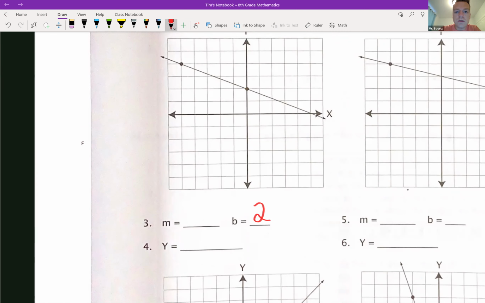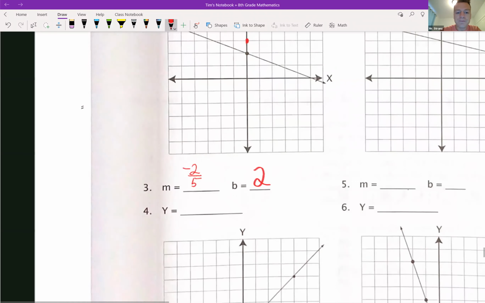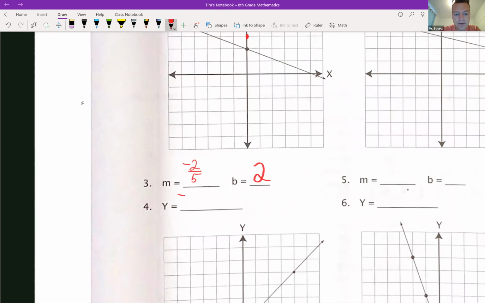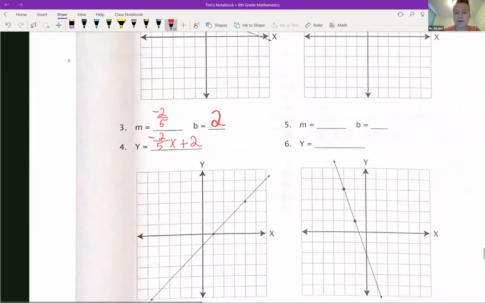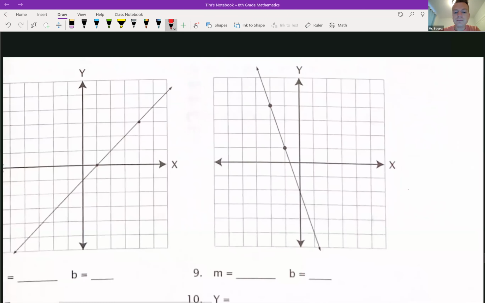We're going to count up 1, 2, and then we're going to count over 1, 2, 3, 4, 5. So our slope is going to be 2/5. Keep in mind the line is going down, so that means it's a negative slope. So then our equation is -2/5 x plus 2. Okay, we'll do one more. Let's do the last one down here.